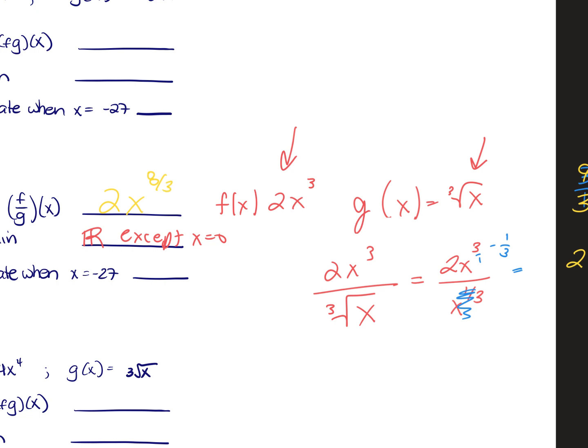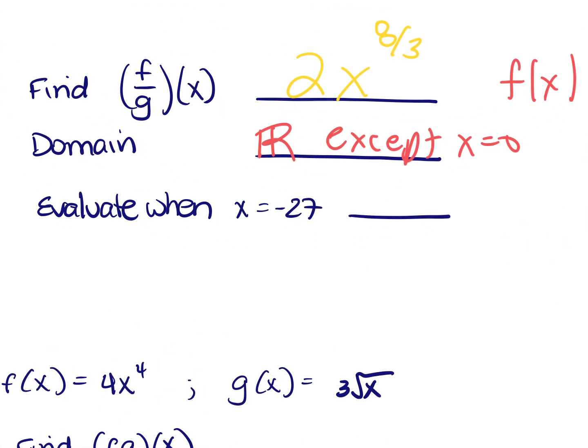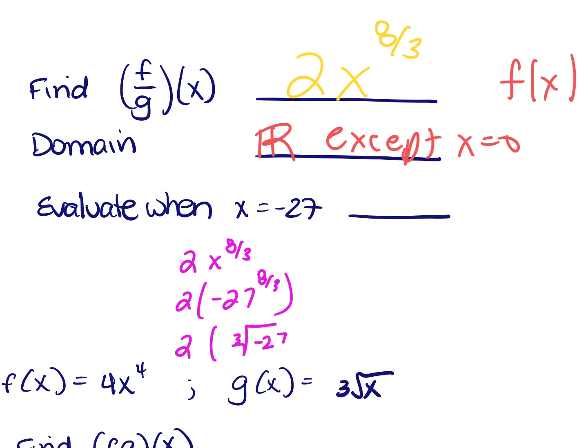Now it says to evaluate with negative 27. Let's watch how this works, guys. You have 2x to the 8/3. Instead of x, I'm going to plug in what number? Negative 27. Okay. To the 8 over 3. Whoa, what's another way to write that? Perfect, Jeremiah. This is 2 times the cube root of negative 27 to what? The 8th power.